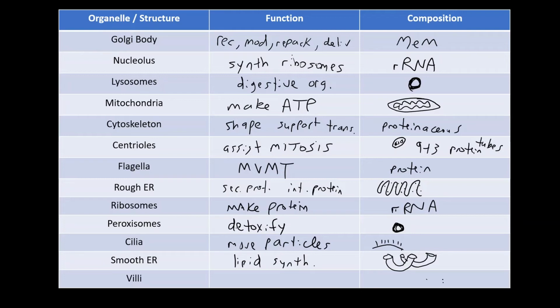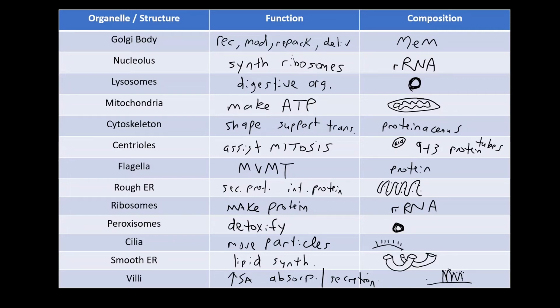All right, villi. Just remember they are the little fingers that stick up off the surface of a cell, and we may even see itty bitty teeny tiny fingers on top of the fingers. Those would be microvilli. But this has something to do with increasing surface area, usually for absorption or secretion. And there's a quick rundown of the most common organelles asked on standardized exams.